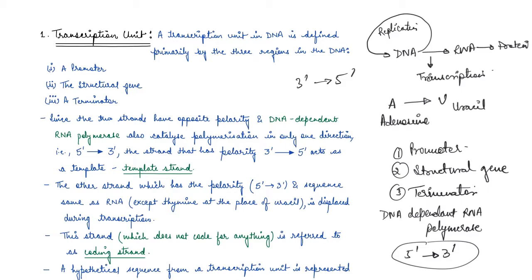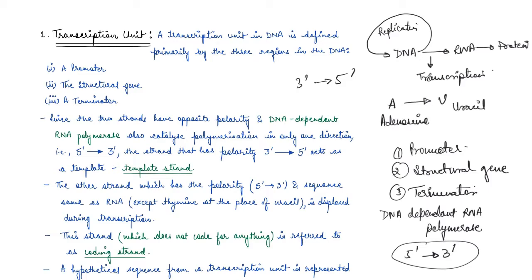So remember that there is one which is the template strand, and the other strand which is not coding for anything is referred to as the coding strand. So all the reference points while defining a transcriptional unit are made with the coding strand itself, right?